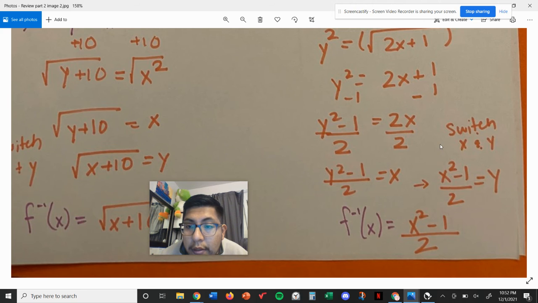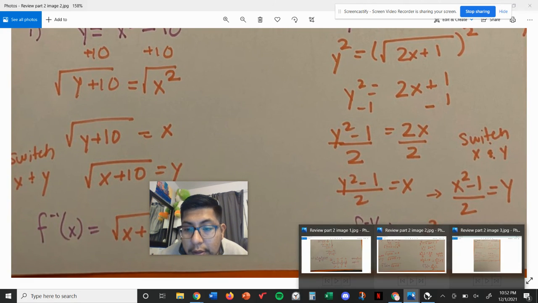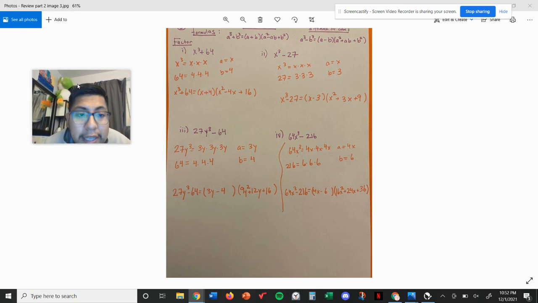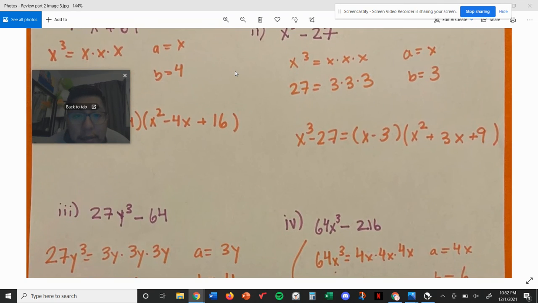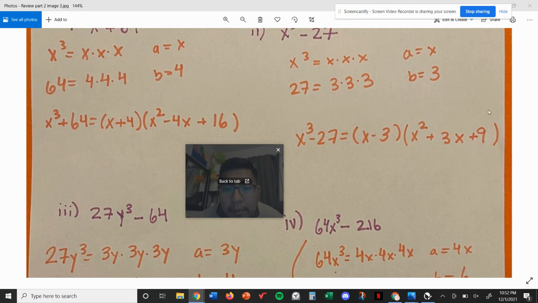If you have any questions, you can ask me on Remind. I'll still look at that while I'm gone. The last page was factoring sum and difference of cubes. I think everyone was okay with this, so I'll probably move a little faster, but if you need help with it, just message me or ask your classmate sitting with you.